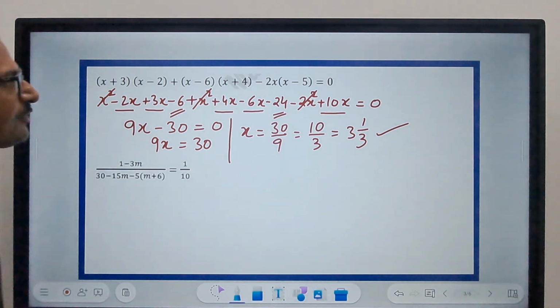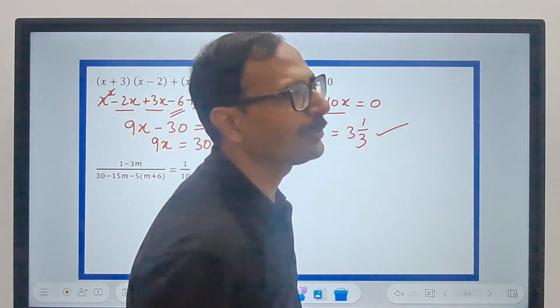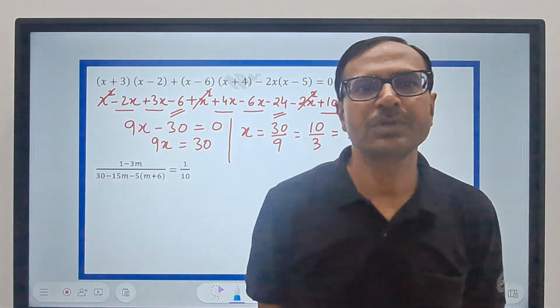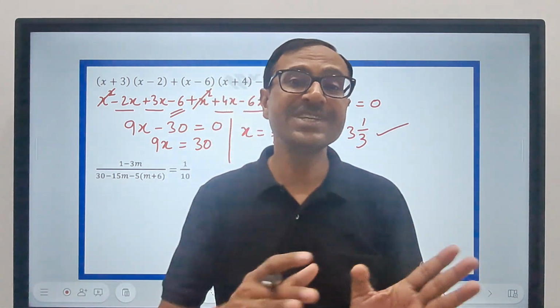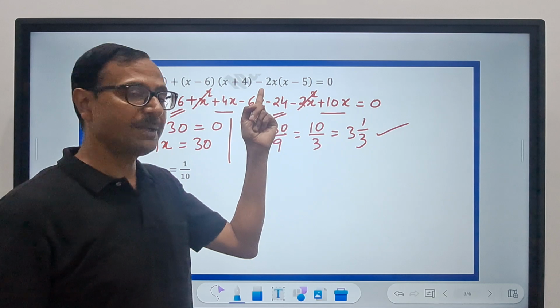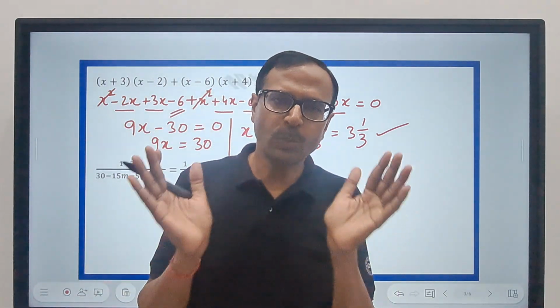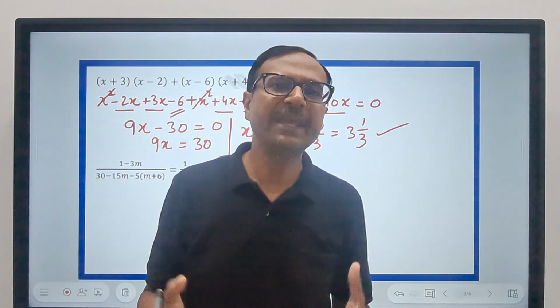So, where do the errors come from? The error, mostly the students commit errors in opening the brackets. They don't change sign when there is a minus sign outside the bracket, and in grouping of terms. So you need to be really careful there.